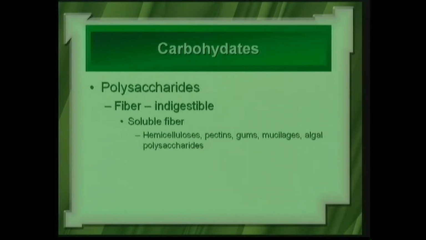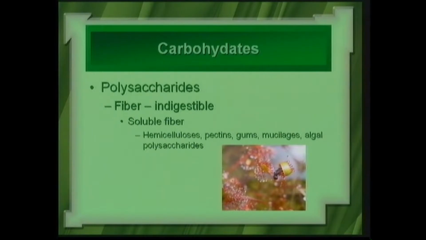But among them, of course, are the hemicelluloses. You have the pectins. Pectin is something that people use to make jellies with. You have fruit pectin. You have gums, which are another type of indigestible fiber. Then you have mucilages. So this here is kind of interesting.